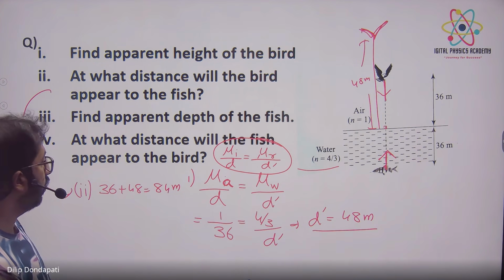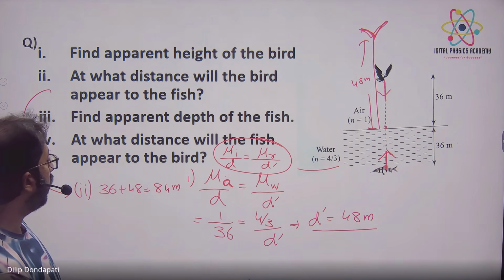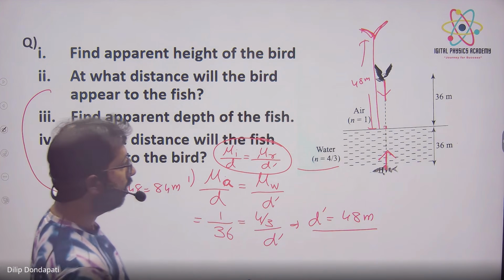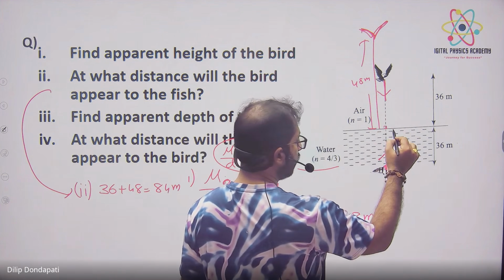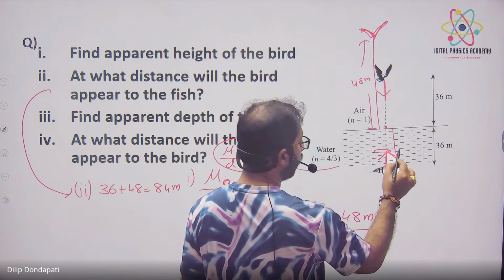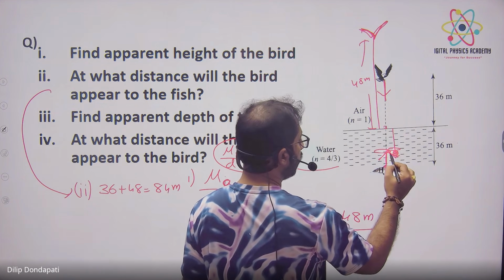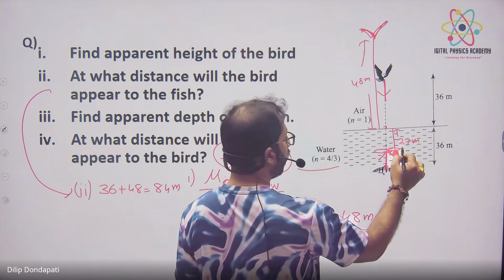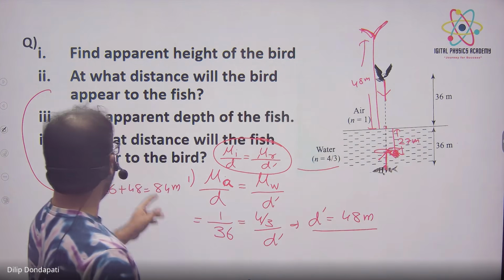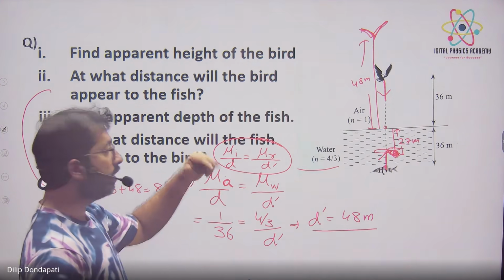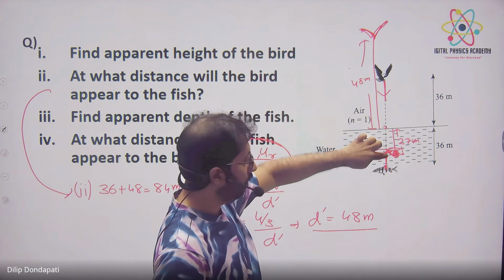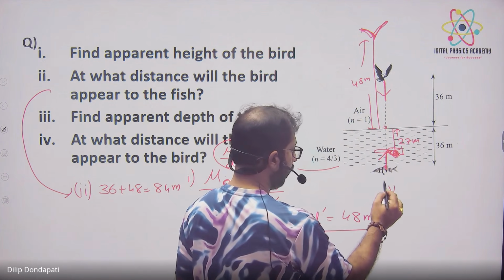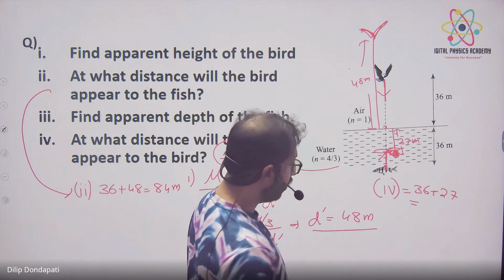And see the next one. At what distance will the fish appear to the bird? Actually, 27 meters from where? Looking from the bird at the surface, the fish appears 27 meters from the surface, exactly 27 meters. Now at what distance will the fish appear to the bird? Finally, the total distance is 36 plus 27, which is 63. It is 63 meters.